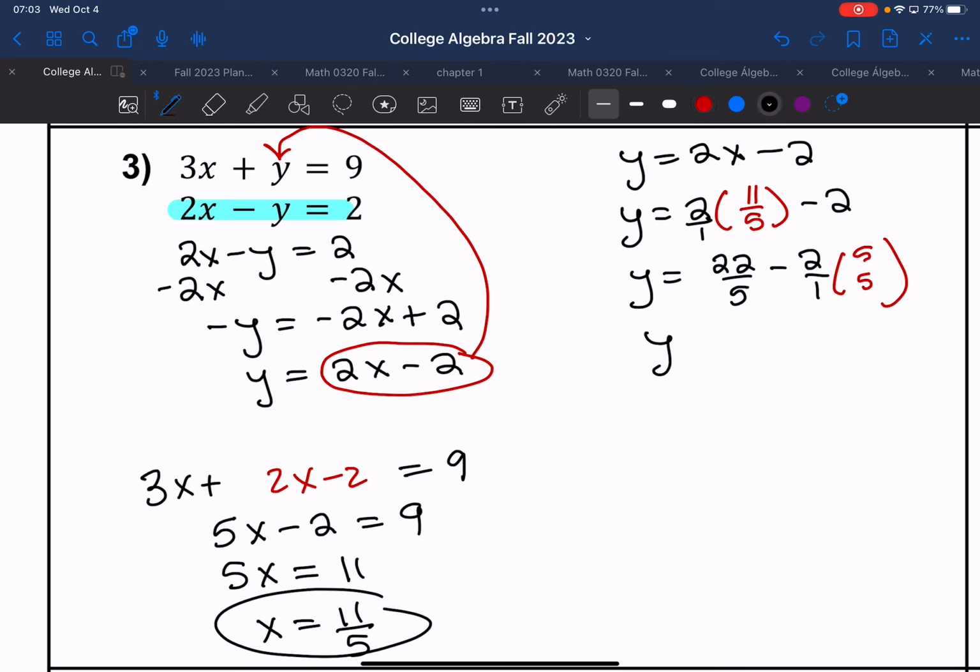So if I rewrite this equation, I have 22 over 5 minus 10 over 5. Because 2 times 5 gave us 10, 1 times 5 gave us 5. And what's 22 minus 10? 12. So my answer for y is 12/5.